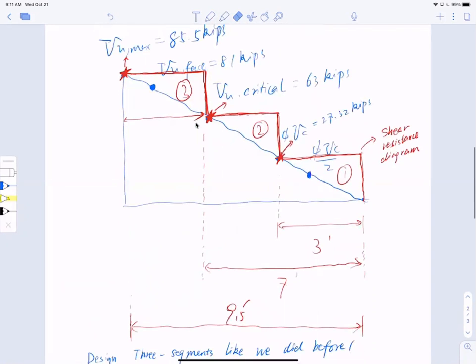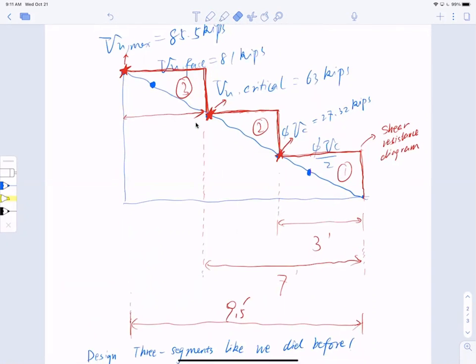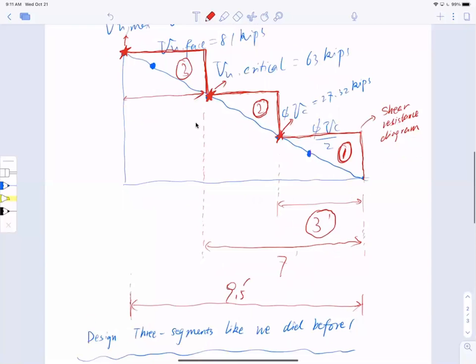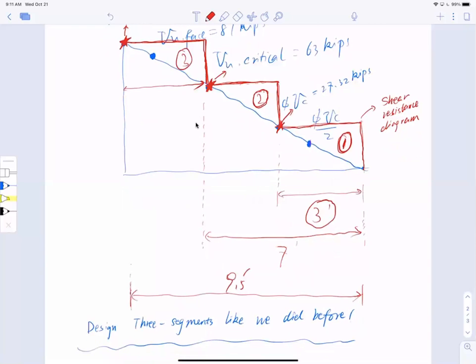Looking back, what are the locations of these points? I have 3 feet for the first zone, which I call zone 1. I have 7 feet to this point, so 4 feet for zone 2. I have 9.5 feet total, minus 7, at 2.5 feet for zone 3.